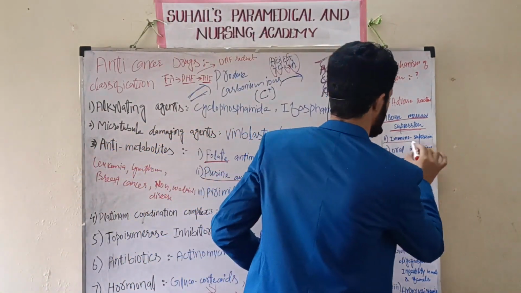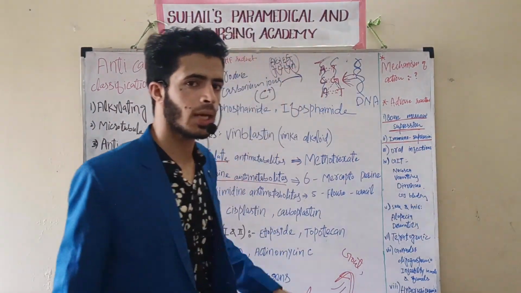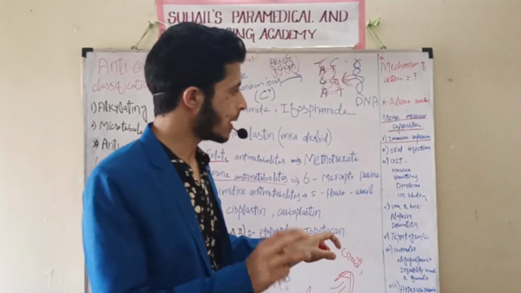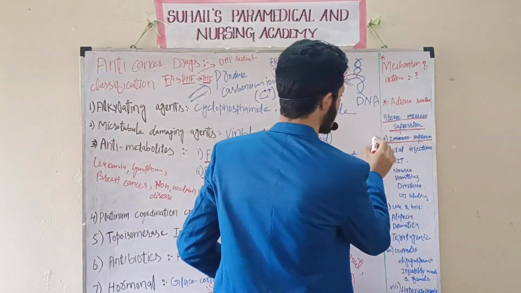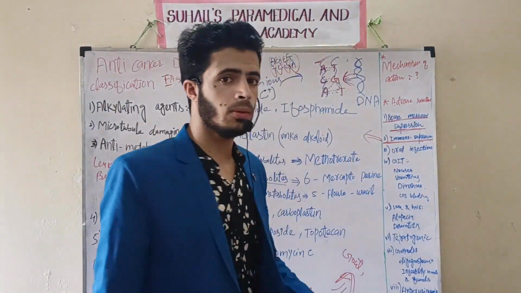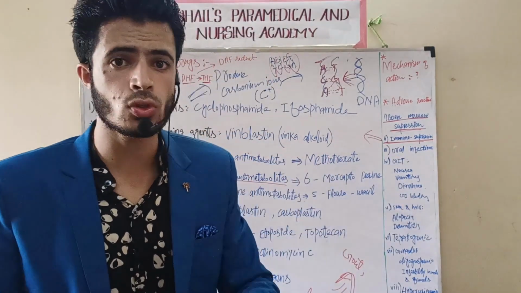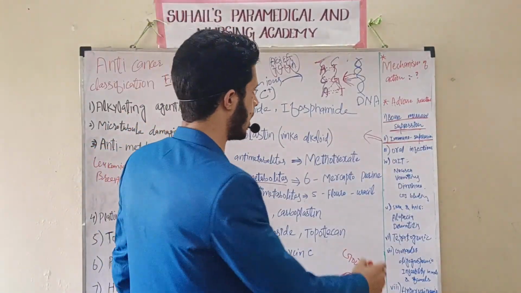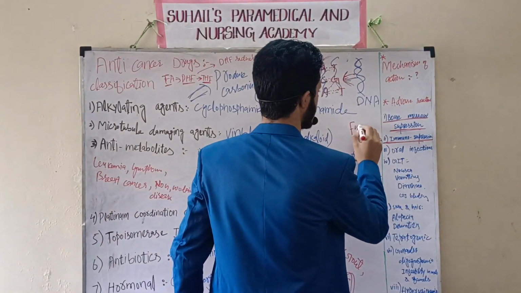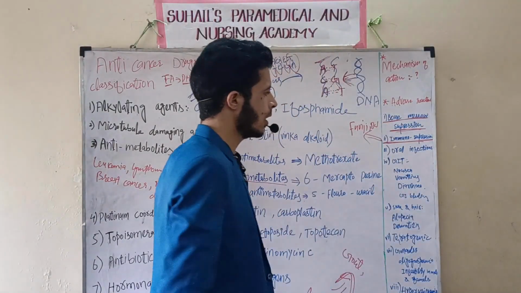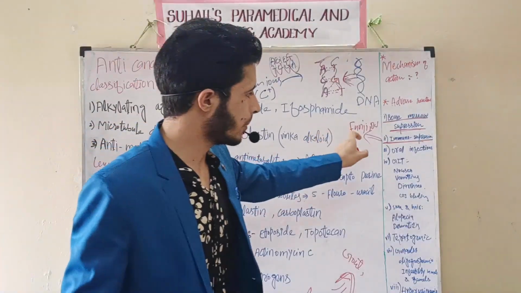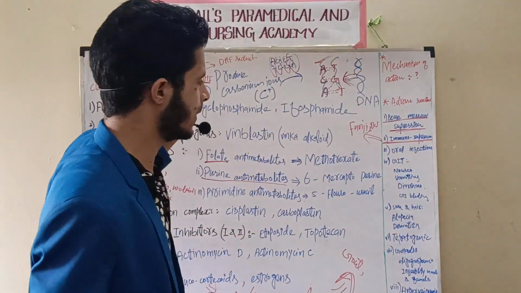Another is immunosuppression. The drugs will suppress the immune system. So because of immunosuppression, there will be infections. Those are called opportunistic infections. There are chances of opportunistic infections because of fungi, bacteria, and viruses, due to immunosuppression, which is a side effect of anti-cancer drugs.